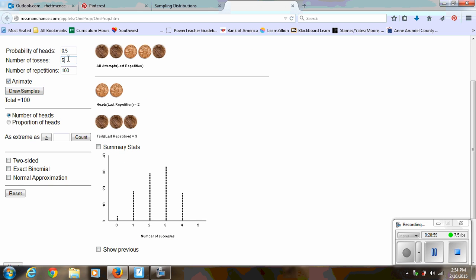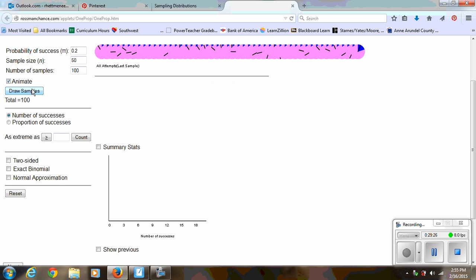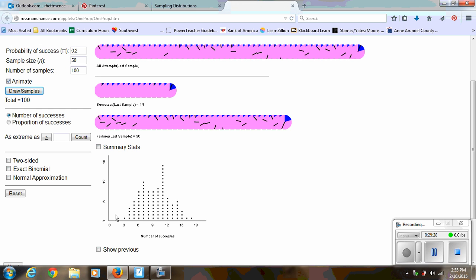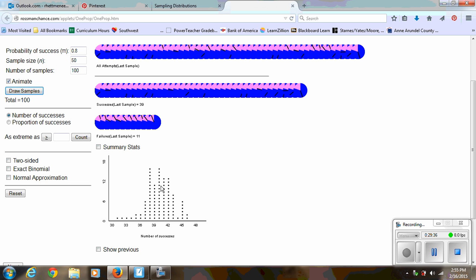What would happen, though, if I was looking at 50 tosses and I did it 100 times? Okay, we can still see that the distribution is bell-shaped and symmetric. And if I were to change the probability of success, like let's say to 0.2, in both cases the n times p and the n times 1 minus p are going to both be greater than 10. And in this case, notice that it's bell-shaped and symmetric. If I were to look at a probability of success of, say, 0.8, bell-shaped and symmetric.